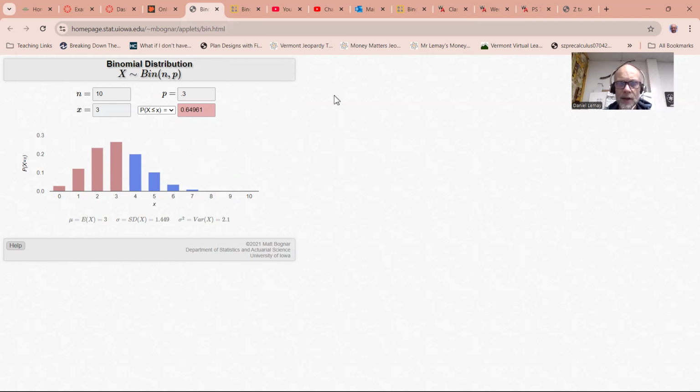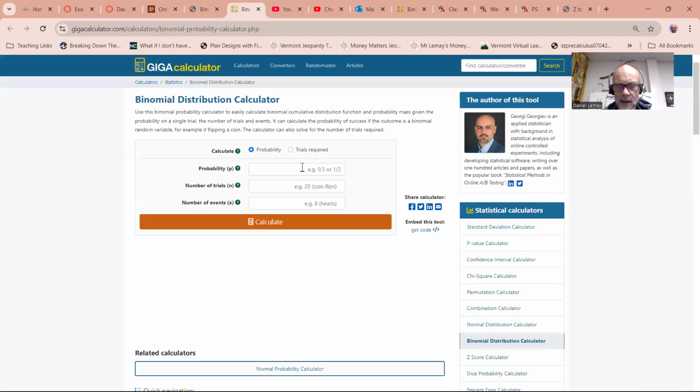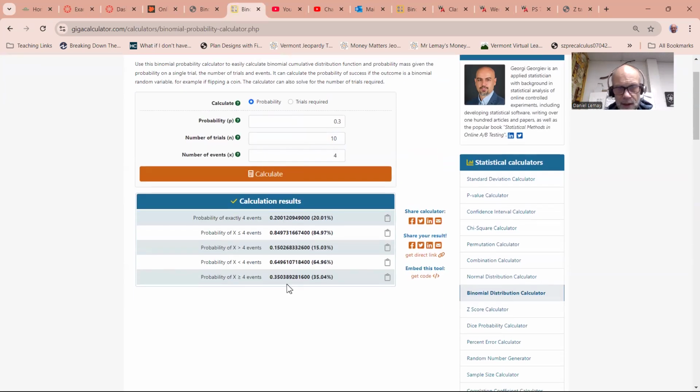So now let's go back and use that GigaCalc calculator. The probability is 0.3. I get 10 trials, and then we got 4. We don't have to do the 3 here because of what this is giving us. Do you see how right here, that says the probability that the event is less than 4? It doesn't include 4. This one right here includes 4. This is exactly 4, and we don't want that one. We want less than 4.